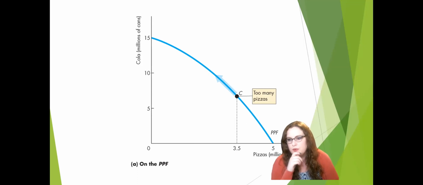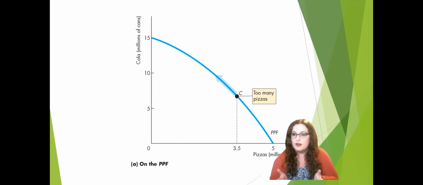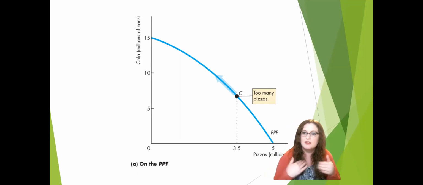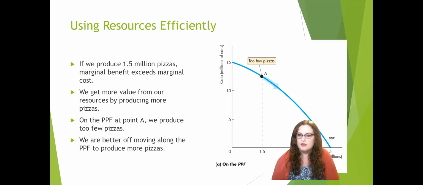So if I give you 3.5 million pizzas, you're like, no way, not happy with that. So I'm wanting to reduce the number of pizzas. And the reason why I want to reduce the number of pizzas is because at that point, I value the sodas more than I do the pizzas. So I want to shift, give up some pizzas, get more sodas.